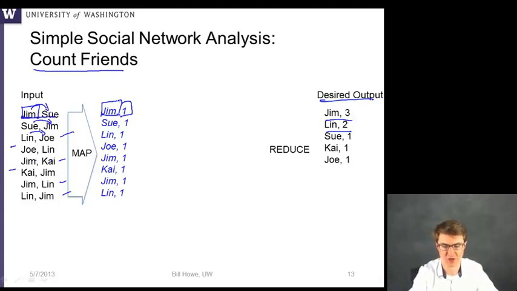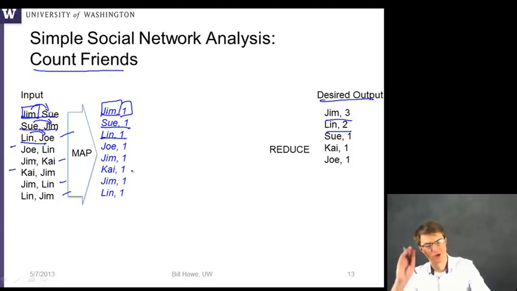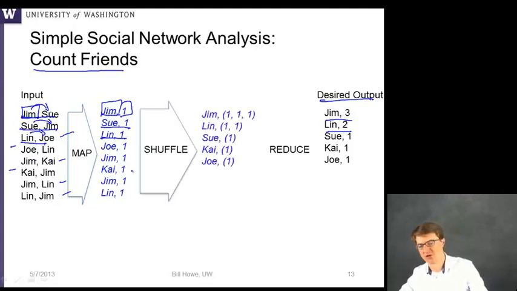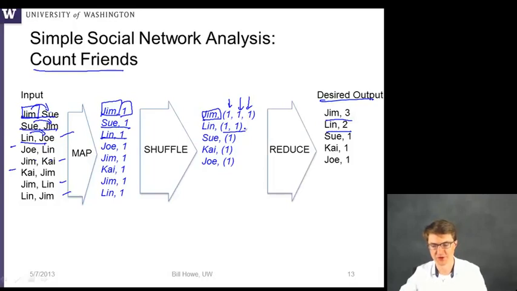All right, so this record gets turned into Jim, 1, and this record gets turned into Sue, 1, and this record gets turned into Lynn, 1, and so on. Okay, and then through the magic of MapReduce, the shuffle phase produces this intermediate result where we have Jim, the key, associated with a list of occurrences, 1, 1, and 1, and Lynn is associated with 2 occurrences, and so on. And then the reduce phase just simply adds up all these occurrences.